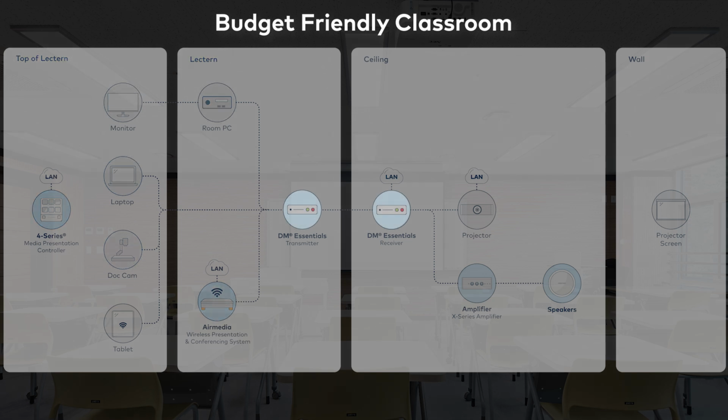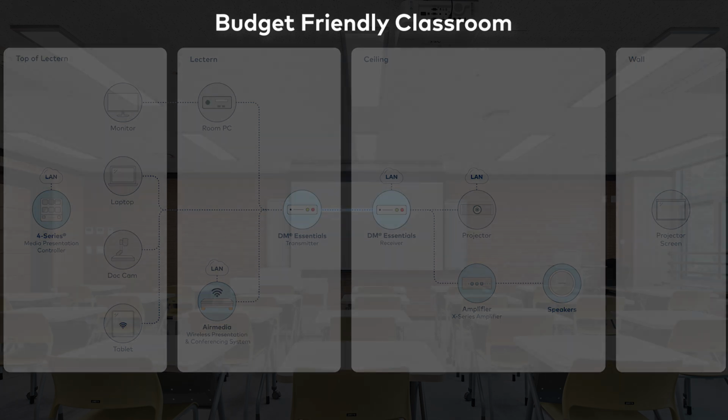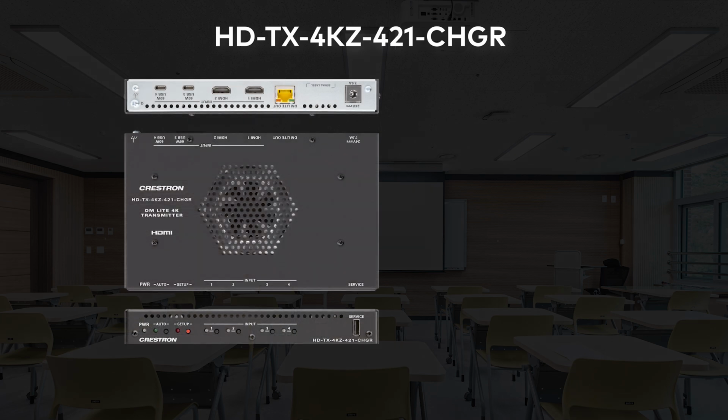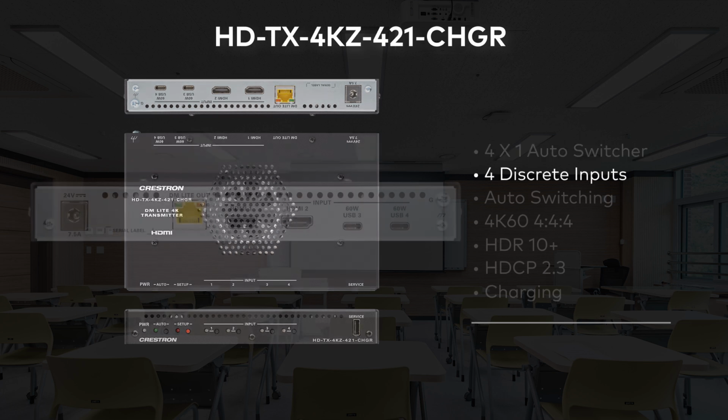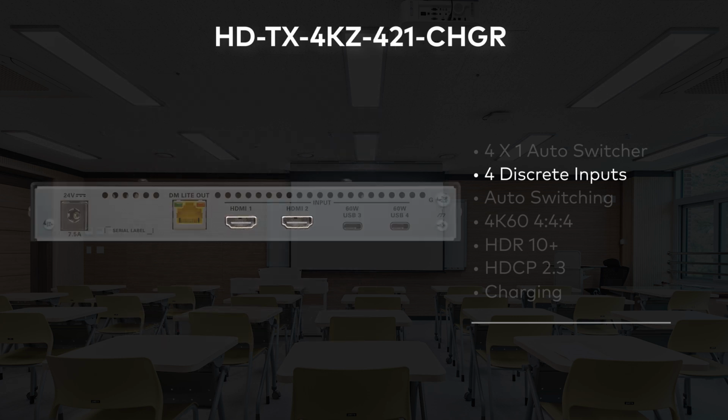We could use an HDBaseT type of DM Essentials solution, such as the HDTX 4KZ 421 charger as the switcher and transceiver in the lectern. This DM Essentials transceiver is a 4x1 auto switcher for HDMI and USB-C DisplayPort over twisted pair cable. The 4 discrete inputs include 2 HDMI ports and 2 USB-C DisplayPort alt mode inputs, as well as the DM Lite port for the output.